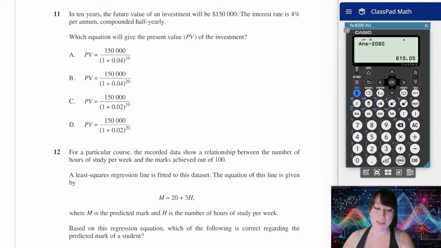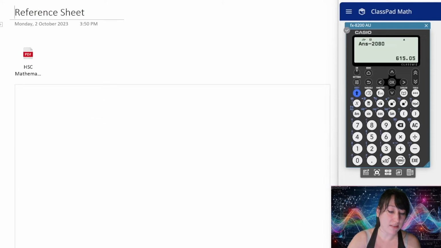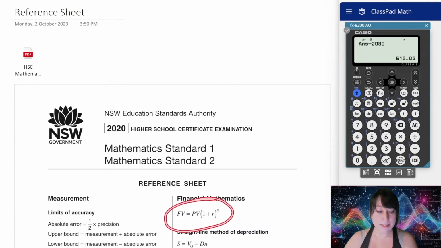Okay, question 11 says, in 10 years, the future value of an investment will be $150,000. The interest rate is 4% per annum, compounded half yearly. Which equation will give the present value, PV, of the investment? So this question requires the use of the compound interest formula, which is on the reference sheet. This one here is the compound interest formula.